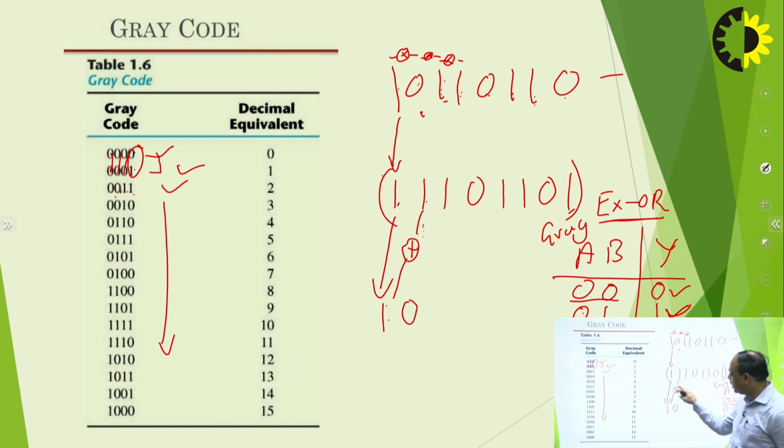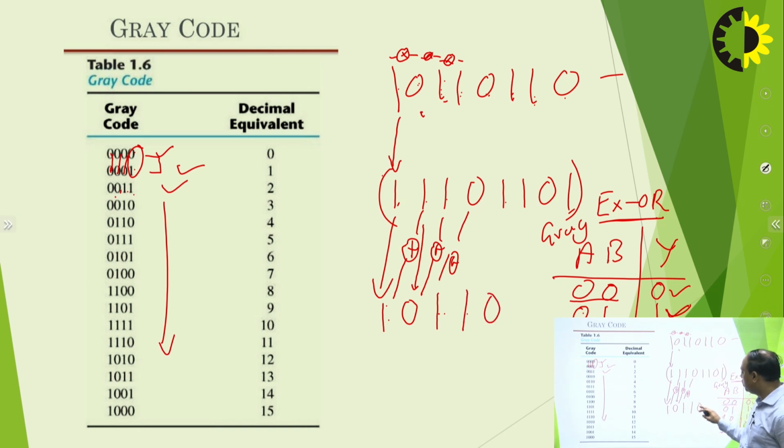Now this result bit 0 is XORed with the next bit, 0 and 1, for different we have 1. Then 1 XOR with this, for 1 and 0 we have 1 again, for 1 and 1 same we have 0, for different we have 1, for 1 and 0 we have 1, and for 1 and 1 we have 0. So you can see this is the binary representation of the gray code.